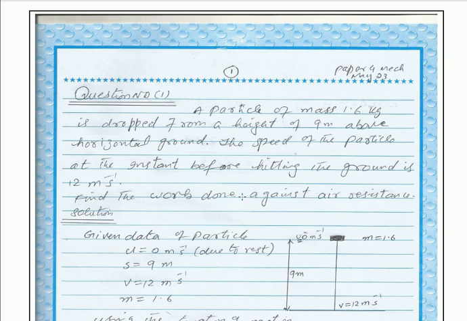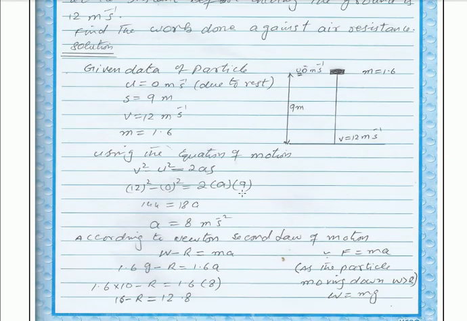So we shall find out the work done against the air resistance when a particle is dropped from the height of 9 meter. First of all, in the solution section, we shall discuss the given data for the question. The particle is at rest in the start, so its initial velocity u is equal to 0. After that, as the particle has a height 9 meter, its s is equal to 9 meter. And its velocity near the ground is equal to 12 meter per second as given in the question statement.